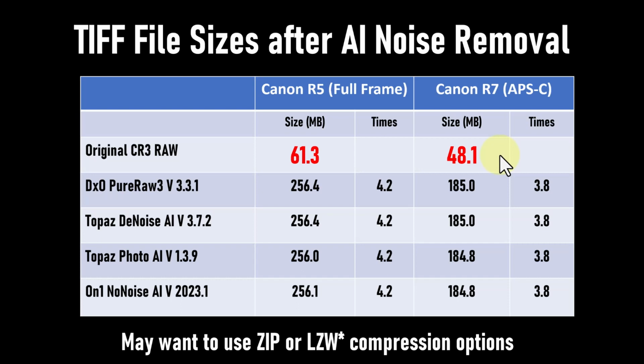So compression can give you a little bit of extra space, for example. But compared to DNG, TIFF is going to be quite a bit larger. So what I learned from this test is that DNG files are going to be smaller than TIFF, that On1 No Noise and DxO Pure Raw 3 are going to generate the smallest DNG files. And actually, I have a lot more experience with DxO Pure Raw 3, and I haven't seen any issues with the quality of the DNG that tool produces.